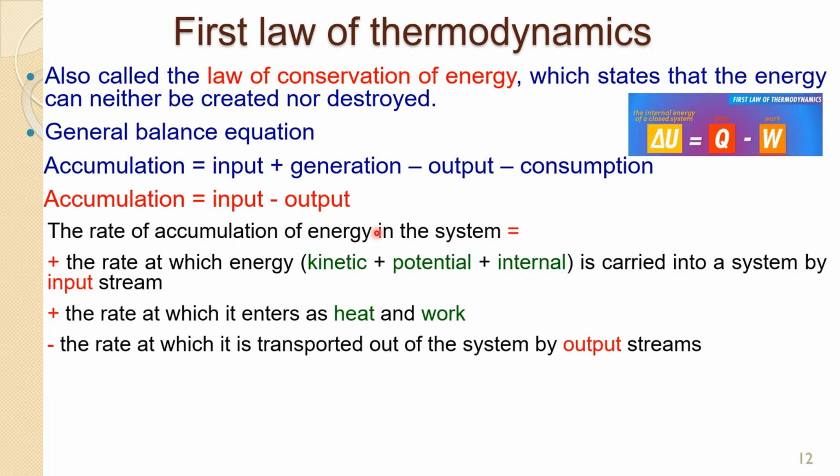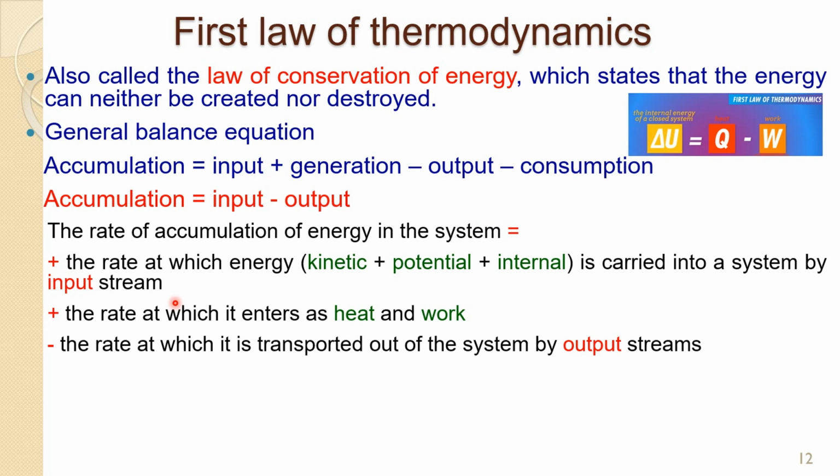Okay, so if we want to explain this in terms of energy, what does that mean? The rate of accumulation of energy in the system is equal to plus the rate at which energy, in this case kinetic, potential, and internal, is carried into a system by input streams. So this is the energy input by the streams, which is plus.